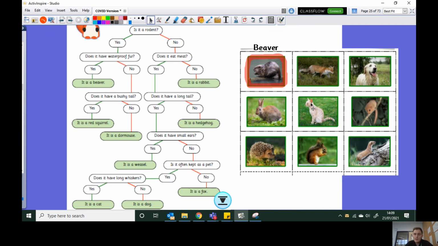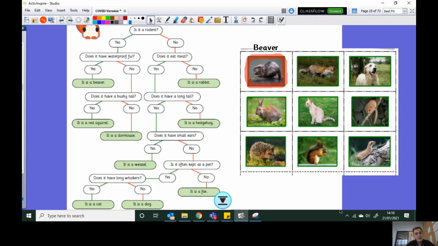So I can see that the cat has got pointy ears. The beaver does not have pointy ears. I know that the beaver is a rodent. Its teeth are constantly growing, whereas the cat's teeth are not constantly growing. Cats, traditionally, don't like going in water. Some cats do, but most often they don't. Whereas beavers live near water.